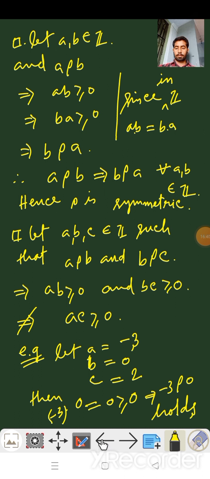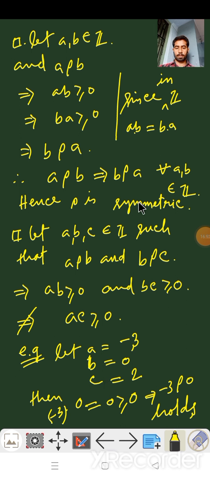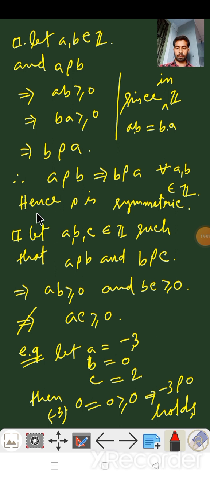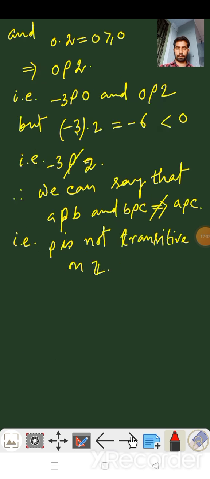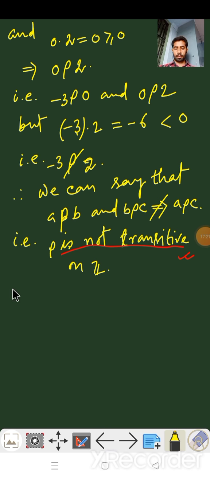Hence, we have determined rho is reflexive and rho is symmetric, but rho is not transitive. So rho cannot be an equivalence relation. Now we will check the antisymmetry of rho.